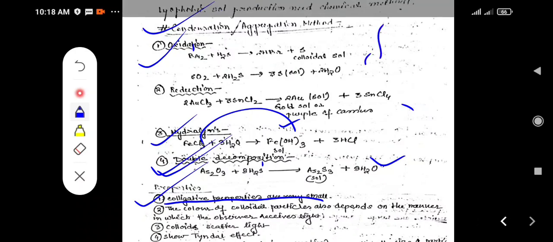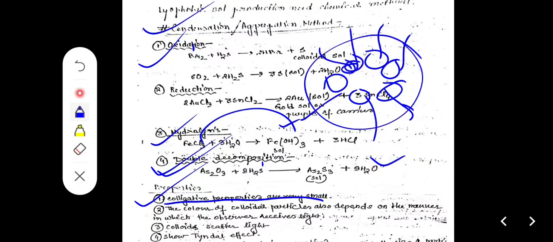Now we come to properties. Colligative properties are very small, because the particles aggregate to produce large units. They are termed as colloids. So the overall number of particles decreases. So their colligative properties decrease.